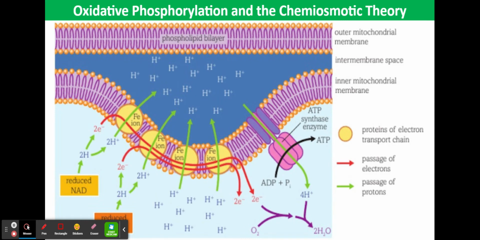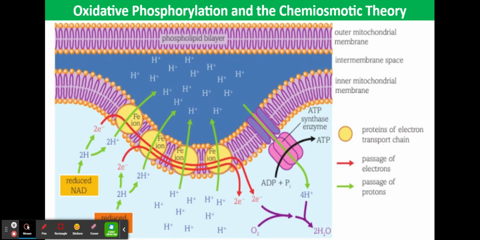Reduced NAD and reduced FAD are reoxidized when they deliver their hydrogen atoms to the electron transport chain. The hydrogen atoms released from the coenzymes split into protons and electrons. The protons go into solution in the mitochondrial matrix. The electrons from the hydrogen atoms pass along the chain of electron carriers.